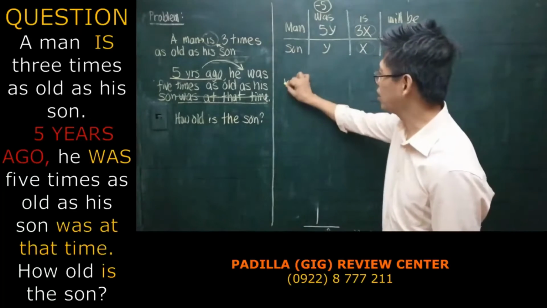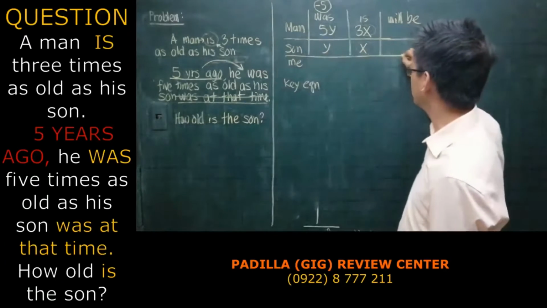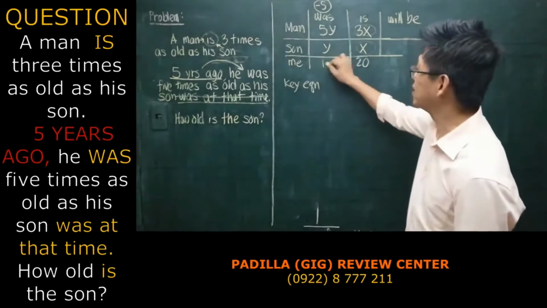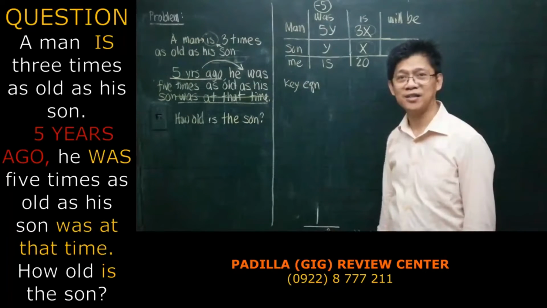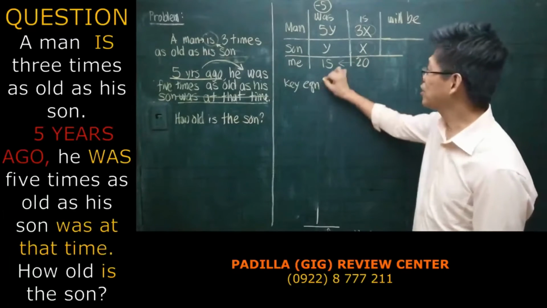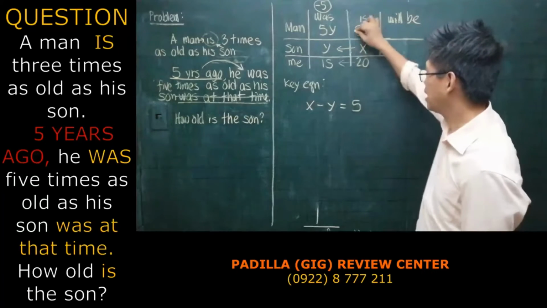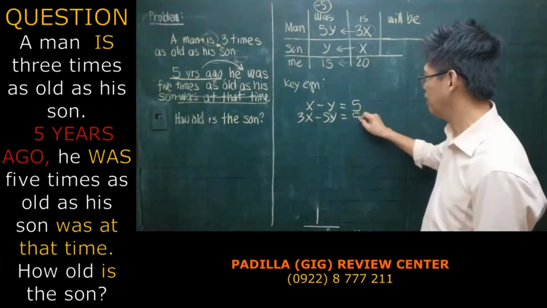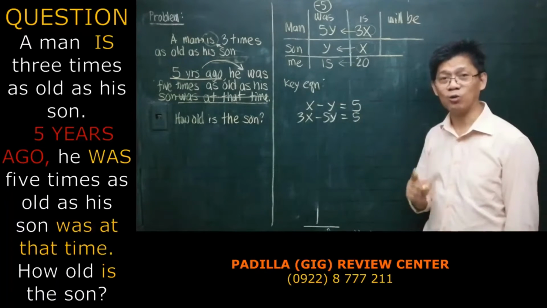So, our key equation will be this one. Isama natin yung sarili mo. Ha? For example, you are now 20. 5 years ago, you were what? 15. So, yung time elapsed for you, for the son and for the man are the same. 20 minus 15 is what? 5. So, that's why X minus Y is equal to 5. 3X minus 5Y will also be equal to 5. The years elapsed for persons involved are always equal.